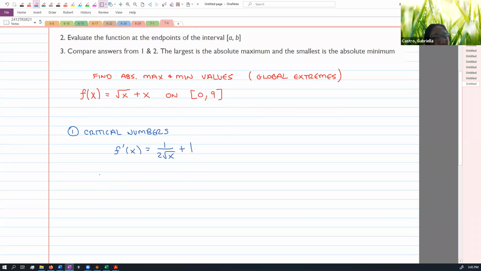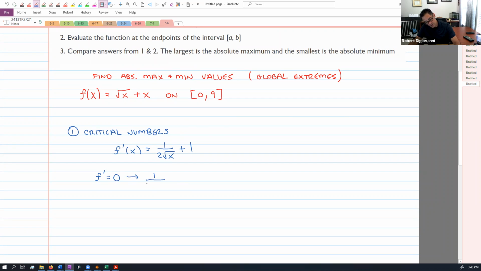Don't we plug in 0 to find the x's? We have to first set the derivative equal to 0, which means we have to take that answer and set it equal to 0, right? Yes, sir. Everyone with us?